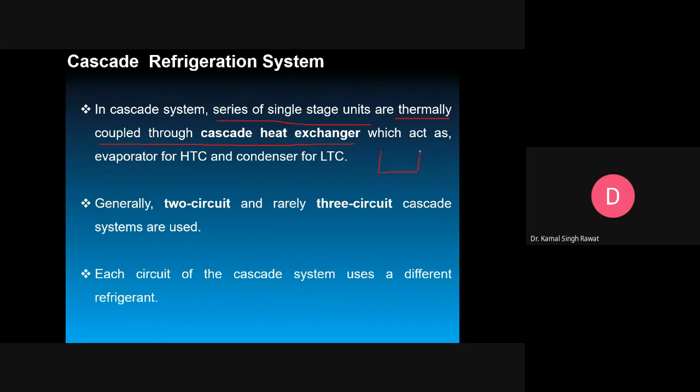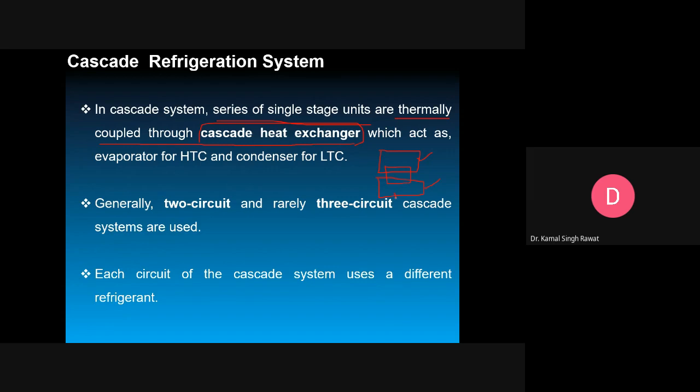Suppose we have one single stage unit and we have another single stage unit. These two single stage units are coupled with the help of a cascade heat exchanger. So this is the cascade heat exchanger which connects the first system and the second system. This cascade heat exchanger acts as a condenser.